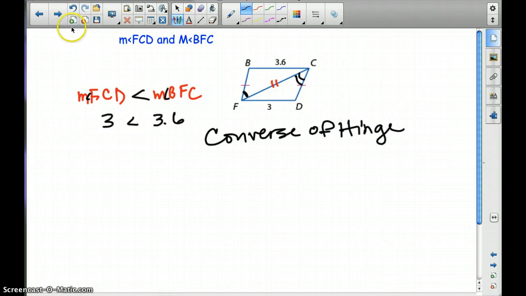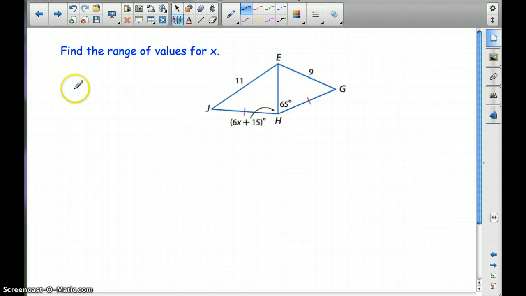Alrighty, so let's use the Hinge theorem to solve for x. We're going to find a range for x, so x has to be in between two numbers. Let's look at this triangle. I'll let you pause the video, write this down, and see if you come up with any solution.